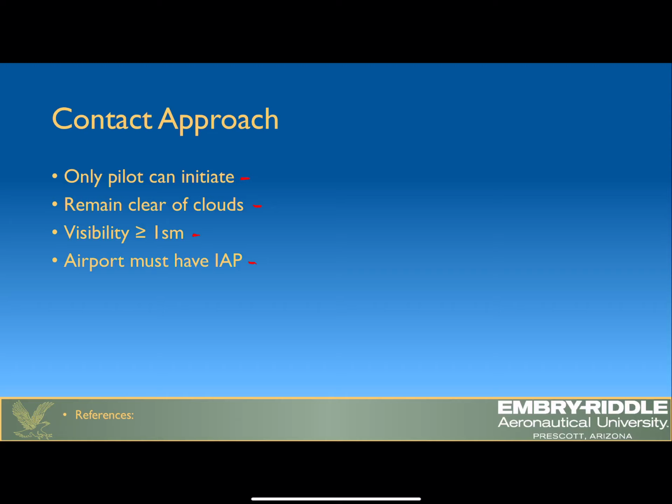So let's say there's low clouds in the area, but maybe they're spotty, and you know that you can visually make it to the airport without having to do an approach procedure. You can request a contact approach. So ATC can give you maybe vectors to get you close, and then once you have the airport in sight, you can use that contact approach.